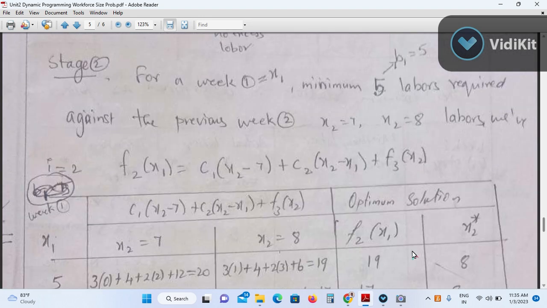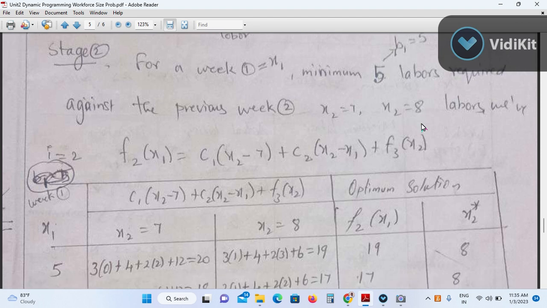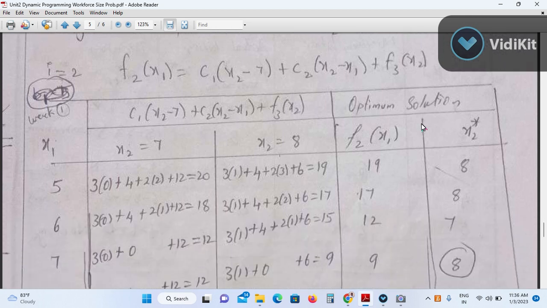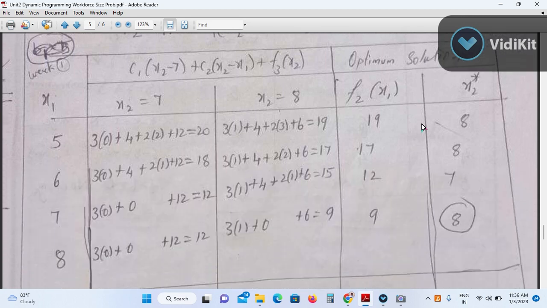So for week 1 with minimum 5 laborers required against week 2, that is either x2 equal to 7 or 8. That is the previous cases, 7 or 8, right? Or simply you put minimum 7, and plus f3 of x2. So if you go for week 1, minimum is 5, meaning maximum you are going up to 8. That is in the first table itself, we observed it, right? Now substitute all these values and calculate it, you will get this nice table.